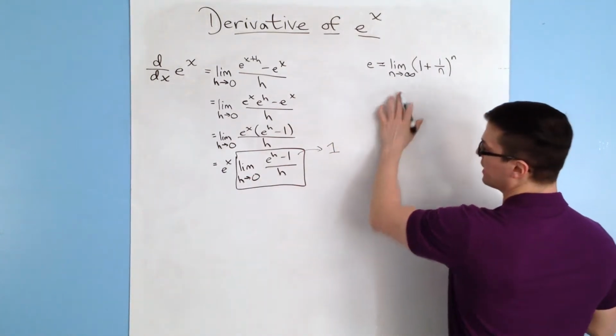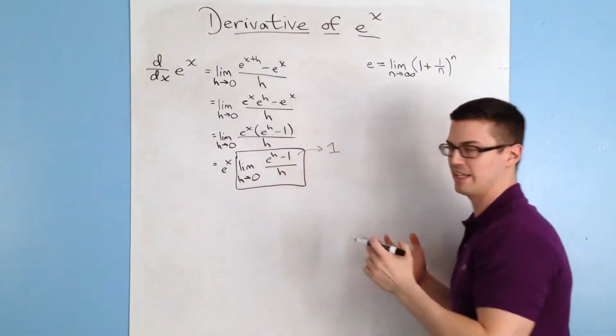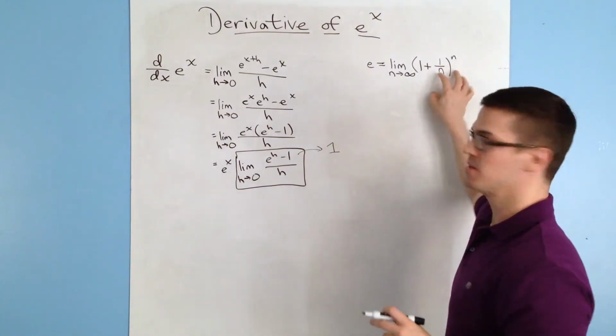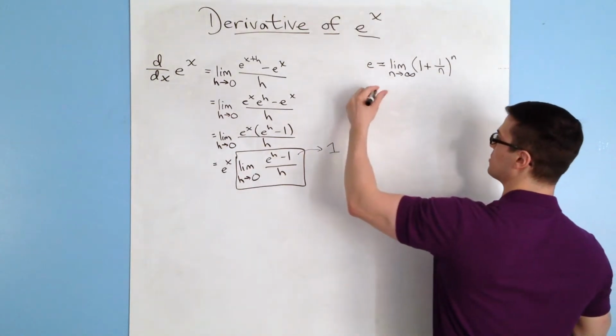First thing I want to do is, this is the limit as h goes to 0, and this is e to the h. Up here I have n's, n going to infinity. I'm going to substitute that with h.